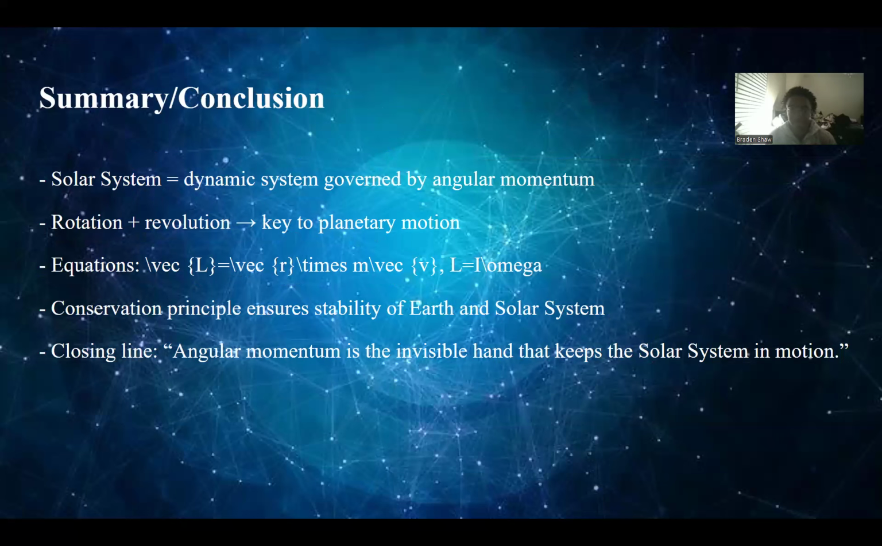To summarize, the solar system is a dynamic structure governed by the principles of angular momentum. Both rotation and revolution play essential roles in how objects move. These equations, L equals r times m v and L equals I omega, help describe orbital and rotational angular momentum. Conservation of angular momentum keeps planetary orbits stable and explains long-term changes such as the Earth's slowing rotation and the moon's gradual drift outward. In short, angular momentum acts like the invisible hand that keeps the solar system organized, stable, and in constant motion. Thank you so much.